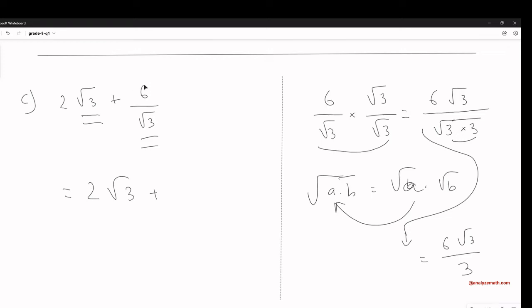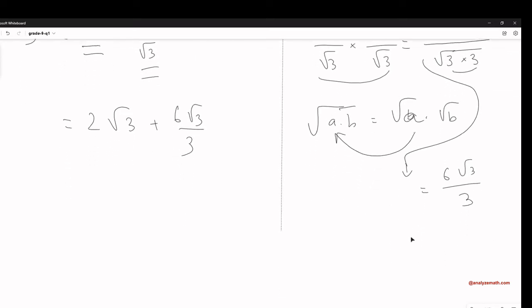So 6 square root of 3, which is here, it gave me this, and then simplified to this here. 6 square root of 3 over 3, and that gives me 2 square root of 3. 6 divided by 3 gives me 2. And here I can group because it's the same radicand and the same radical. So 4 square root of 3.